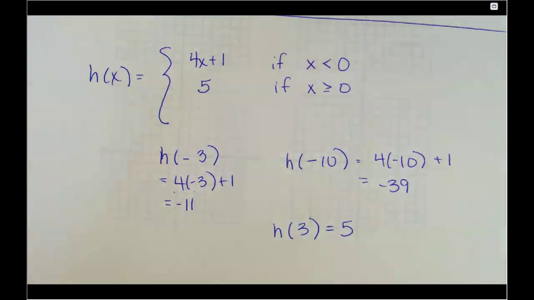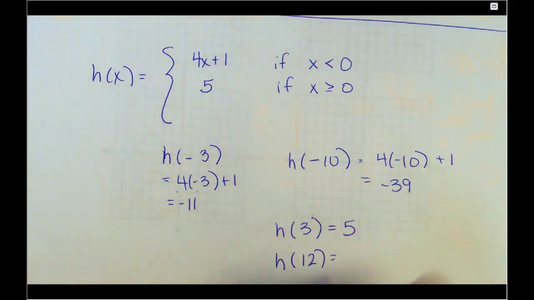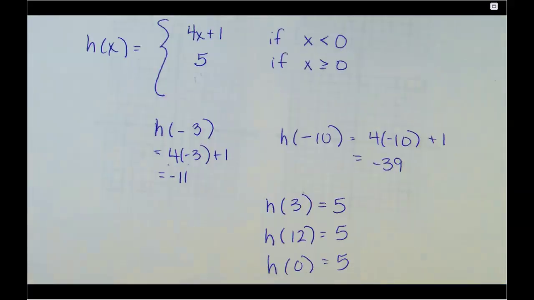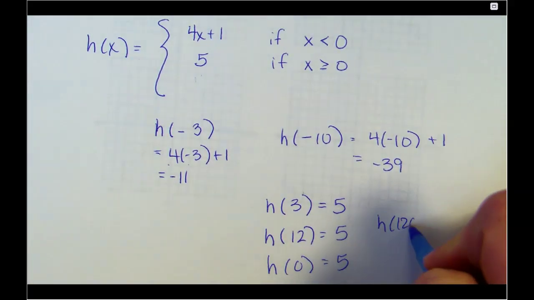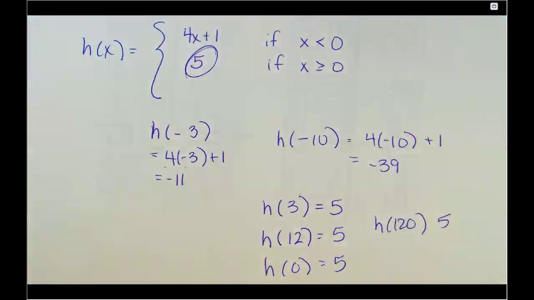It's just 5. What would be then h of 12? 5, because it's 5. Okay. How about h of 0? 5, because 0 is equal to, right? So we use the bottom one. It's 5. Okay. How about h of 120? 5. So if it's just a number, and you're like, wait a second, there's no x, right, because I just gave you the answer. Like I took away the work for you. It's just 5. That's all.